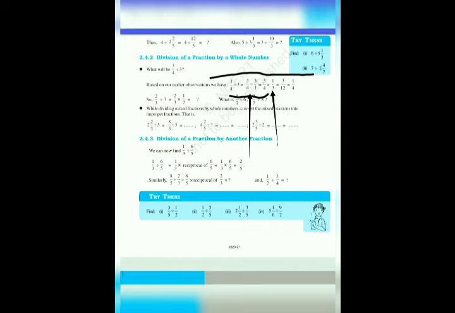So here 3 by 1 is converted into 1 by 3. So we can write 3 by 4 multiplied by 1 by 3. In the numerator and denominator we can easily cut 3. Here you can see that we cut 3 from the numerator and denominator. So our remaining factor becomes 1 by 4. So here 1 by 4 is our answer.